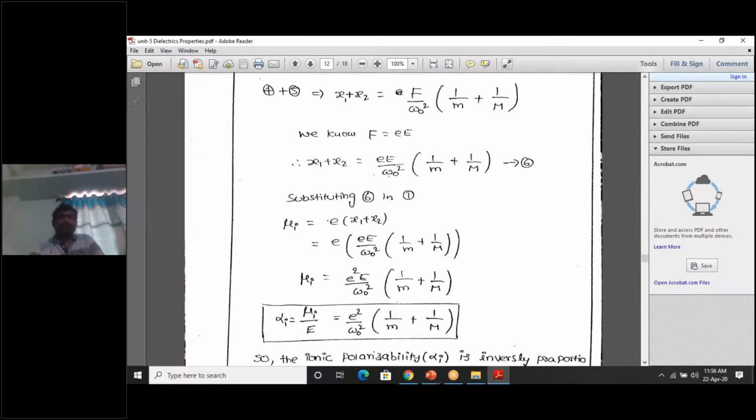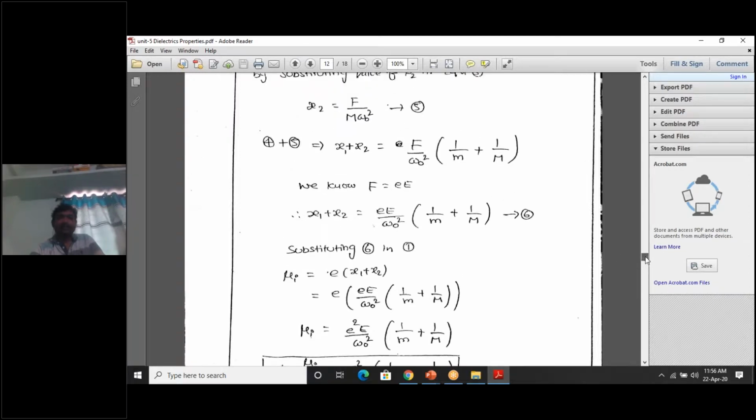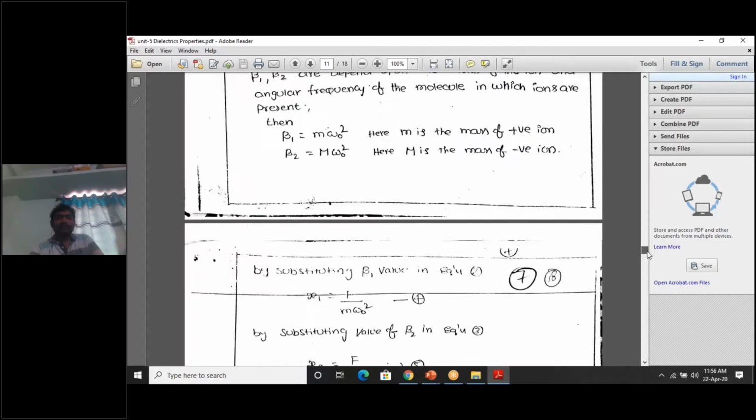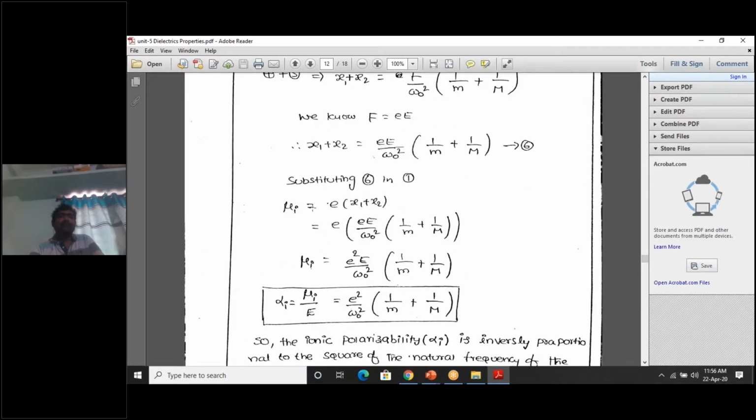Now go back to the last expression. Mu i, the ionic dipole moment, is equal to charge into x1 plus x2. Just stick to that equation. Mu i is equal to e into x1 plus x2. What is the x1 plus x2 value? This value: eE by omega naught square into 1 by small m plus 1 by capital M. Here e into eE is equal to e square E divided by omega naught square into 1 by small m plus 1 by capital M.